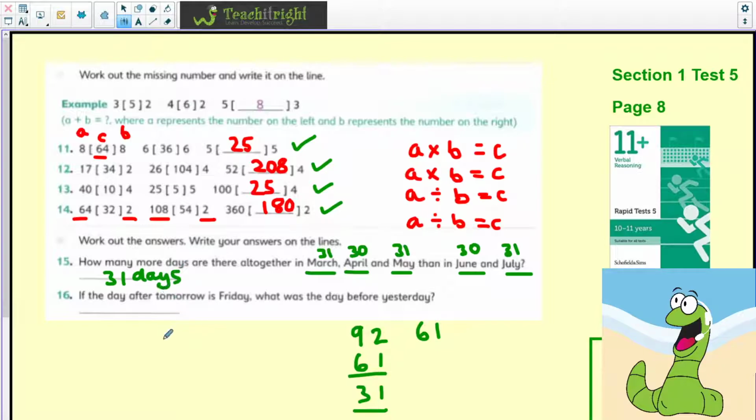31. These are always quite tricky, some of these questions, but I quite enjoy them. They're quite good fun to work out. They're a bit more like a riddle, really. If the day after tomorrow is Friday, what was the day before yesterday?